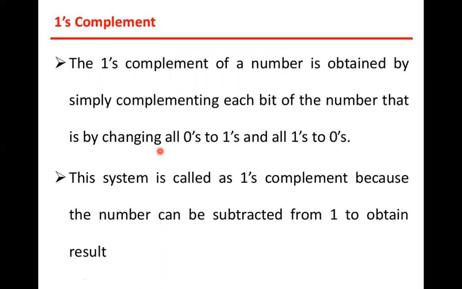Now we have another topic called complements, and those are ones complement and twos complement. So what is ones complement? The ones complement of a number is obtained by simply complementing each bit of the number, that is by changing all zeros to 1 and all ones to 0. It's kind of an inverter, like 0 to 1 and 1 to 0. So that is called a ones complement. This system is called ones complement because the number can be subtracted from 1 to obtain the result.